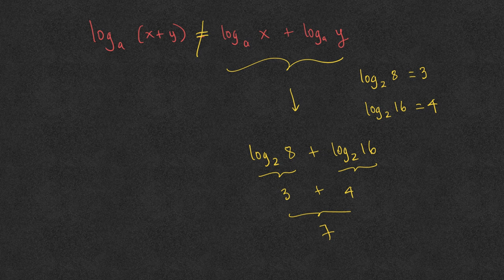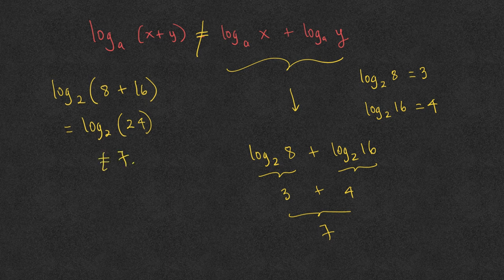But what happens if we attempt to evaluate log base 2 of x plus y? X in this case is 8 and y in this case is 16. Well, 8 plus 16 is 24, and already we see that this is not going to be 7. 2 to the 7th power is not 24. This shows that it will never be the case that we can expand the log of a sum. If we have a log of a sum, just leave it.